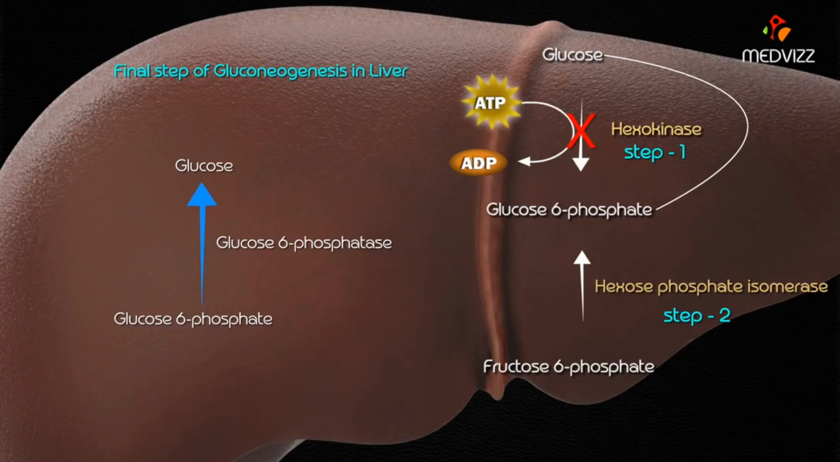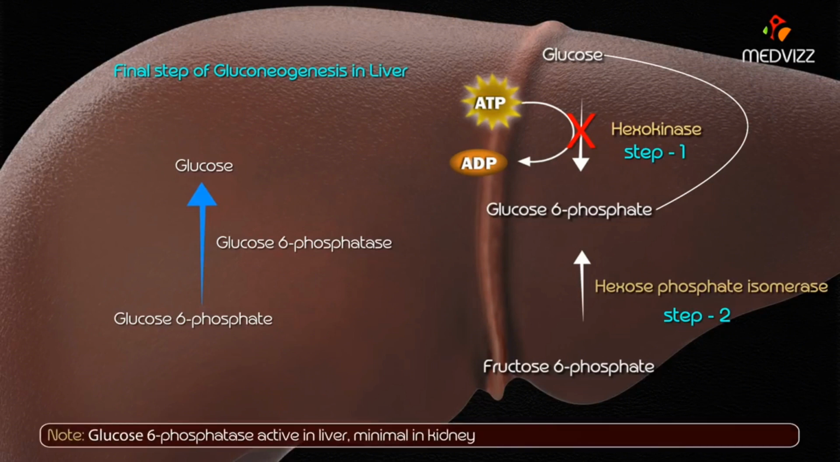So glucose 6-phosphatase is the enzyme present in the liver that converts glucose 6-phosphate to glucose. The majority of glucose 6-phosphatase is located in the liver, but to a lesser extent in the kidney as well as in the intestinal mucosa, but it is absent in the muscles. So this is what you need to know about the reactions of gluconeogenesis.